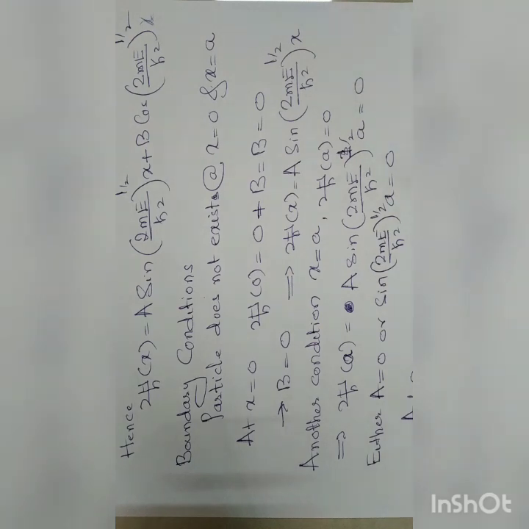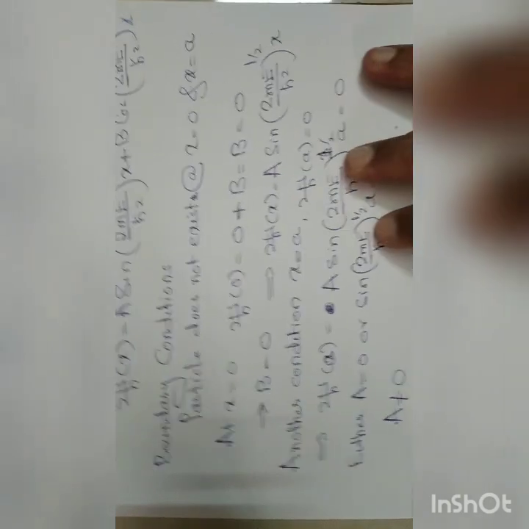Now what is it that we obtained? We have got A multiplied by sine of (2mE divided by h cross squared) raised to 1 upon 2 into a equal to 0. Either A is equal to 0 or A is not equal to 0, so that this function is equal to 0. So we can get either A equal to 0 or this function equal to 0. But we know that A cannot be equal to 0. If A becomes equal to 0, already B has become equal to 0.